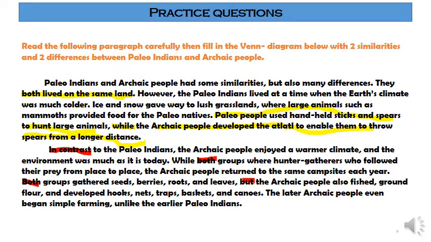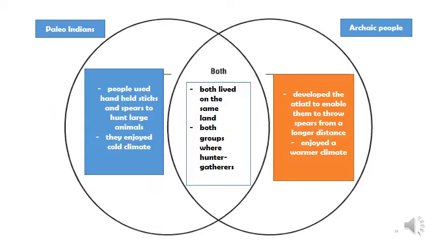Other than that, both lived on the same land. We have some differences, such as the ways they used to hunt their prey and the weather they liked to live in. Let's see how I wrote this information in the Venn diagram.